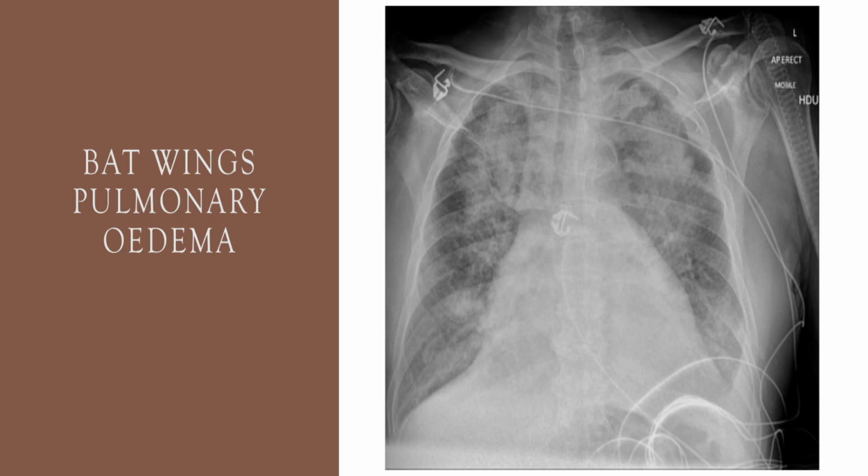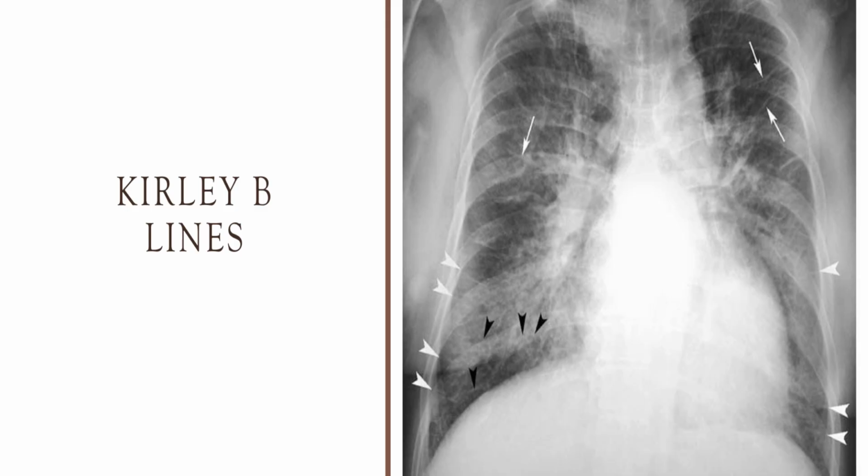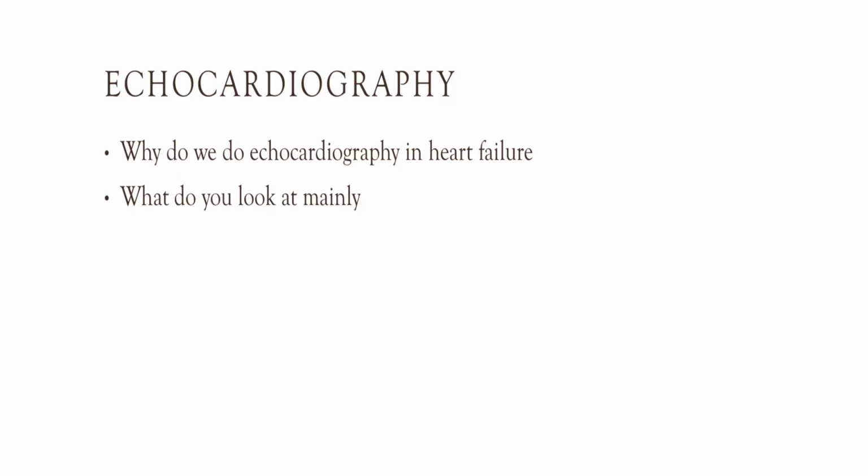It is a classic examination and teaching image that should be recognized immediately. Curly B lines represent interstitial edema and increased lymphatic pressure. They are often an early sign of pulmonary congestion. Echocardiography is the cornerstone investigation. It identifies ejection fraction, chamber size, valvular disease, pulmonary pressures, and alternative diagnoses.